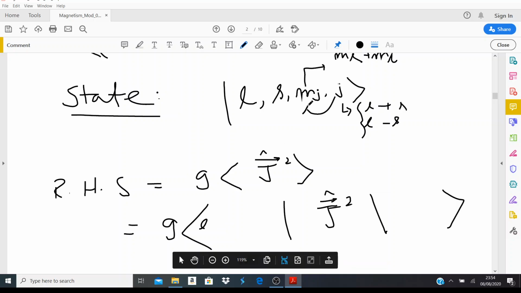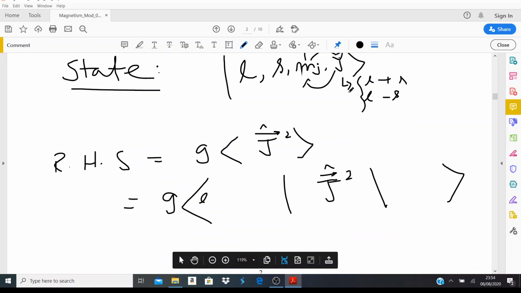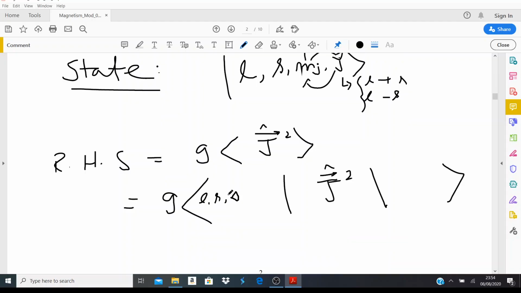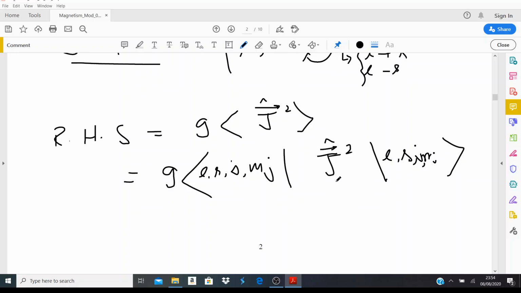Maybe I should correct it here. That's the more usual convention: first you write L, then S, then J, and then Mj. And similarly for the ket, we have L, S, sorry, J, and then Mj, right? The 4 numbers.